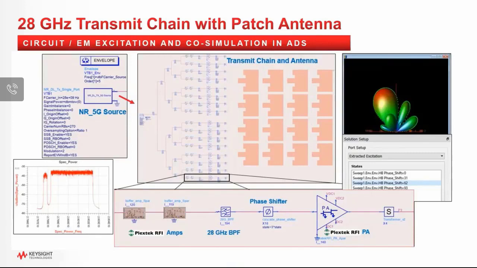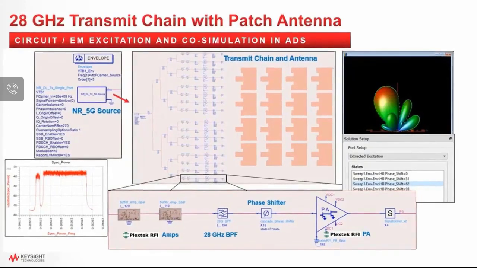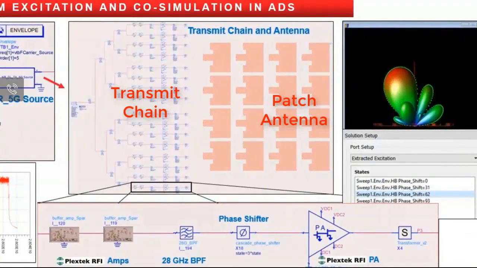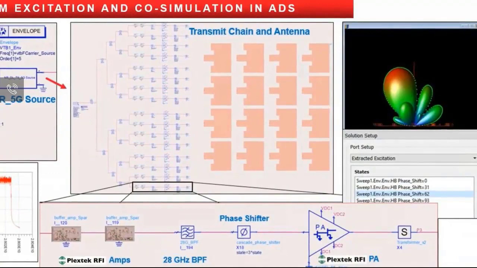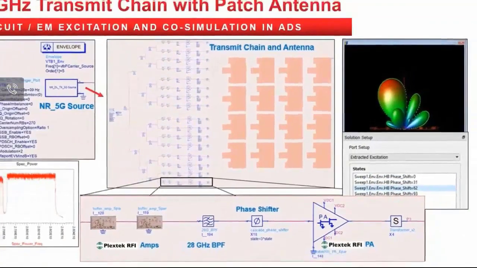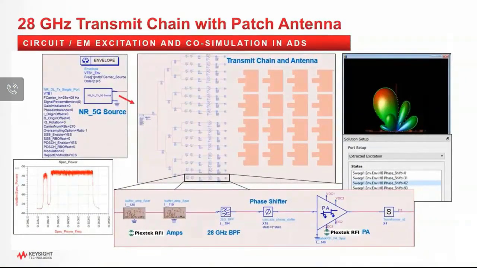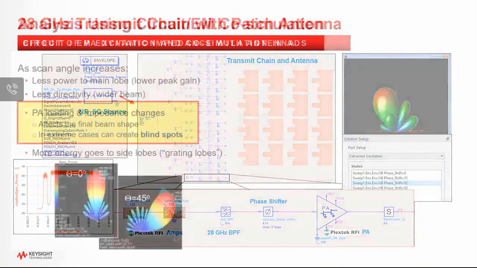So in this segment, I would like to show and demo circuit EM excitation and co-simulation in ADS. I will apply this technique on this 5G transmit module interfacing a 4x4 patch antenna. You see, 5G design brings lots of challenges, especially when combining and simulating high-frequency circuit design elements of multiple manufacturing technologies with different model abstractions, including physical EM models.